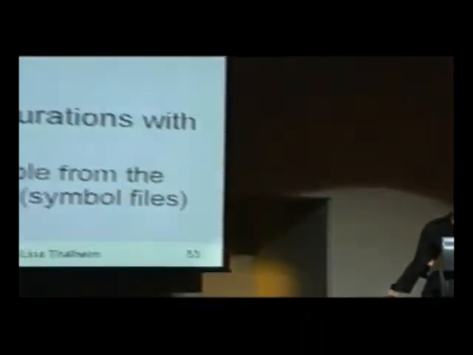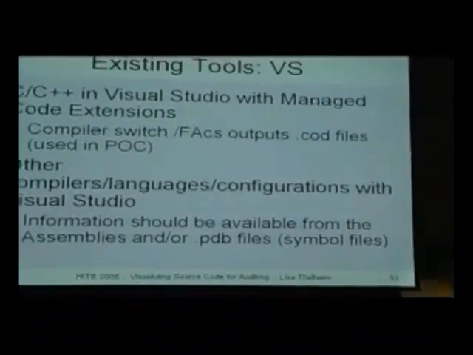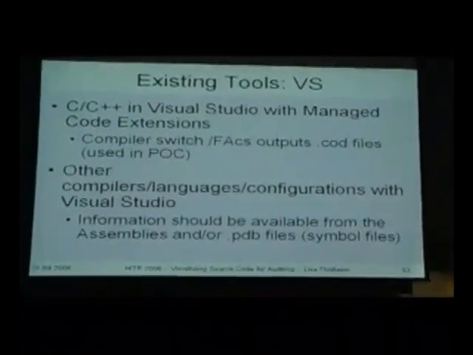The mapping of source code blocks to low-level language code blocks was what I initially tried to do ad hoc. Bad idea. So option 1, build a compiler. That's what I tried to do. Not so good. Option 2, use existing tools, compilers or debuggers. And one option is using the Visual Studio compilers, with or without managed code extensions, but it's especially easy if you use the managed code extensions because there's a compiler switch that outputs .cod files, which is exactly what we need.